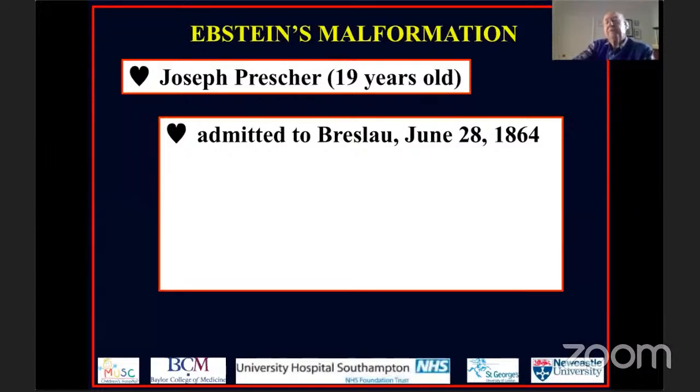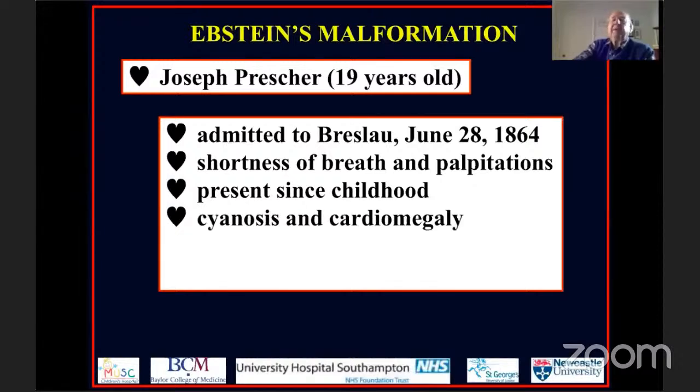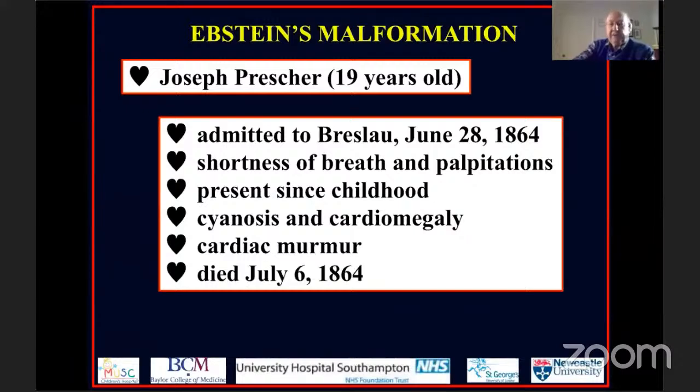So Joseph was 19 years old, and he was admitted to the hospital in Breslau, where Ebstein was the physician, in 1864. He complained of shortness of breath, he had a rapid heartbeat, and he had suffered with those symptoms since childhood. When he was examined, he had a big heart. He was also blue, and the heart was full of noises.